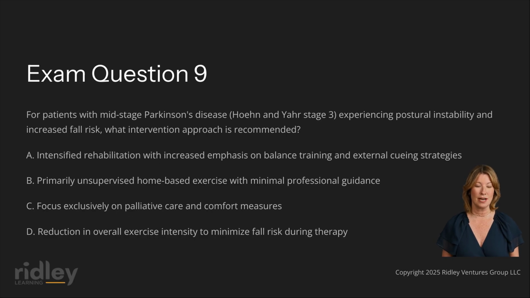Question 9. For patients with mid-stage Parkinson's disease, Hoehn and Yahr stage 3, experiencing postural instability and increased fall risk, what intervention approach is recommended? The correct answer is A. Intensified rehabilitation with increased emphasis on balance training and external cueing strategies. Rationale. Stage 3 Parkinson's disease marks a critical transition point where postural instability emerges and fall risk increases substantially. This stage requires a corresponding intensification of rehabilitation efforts.